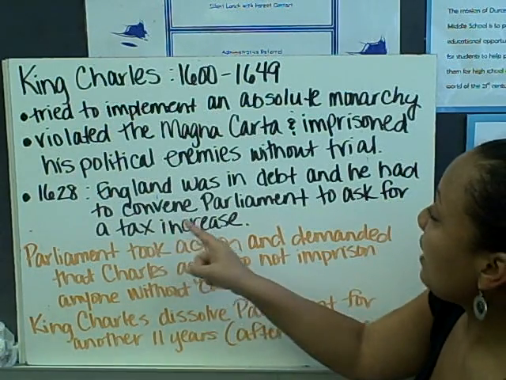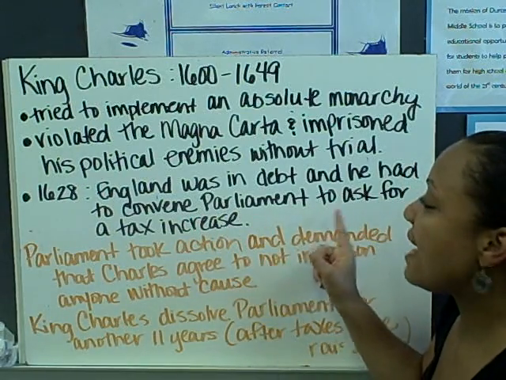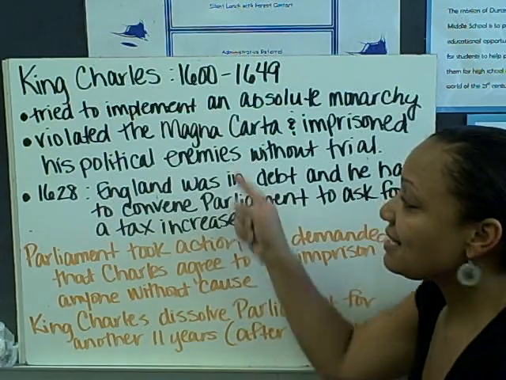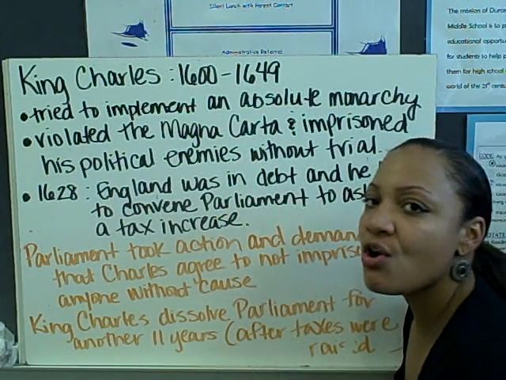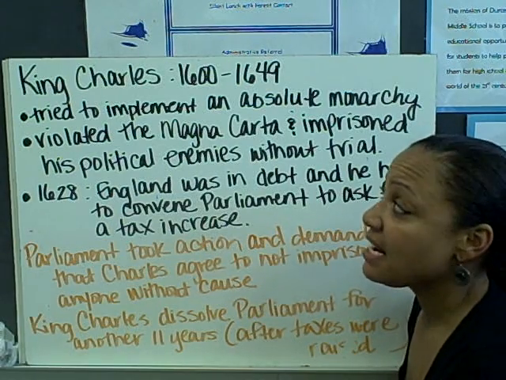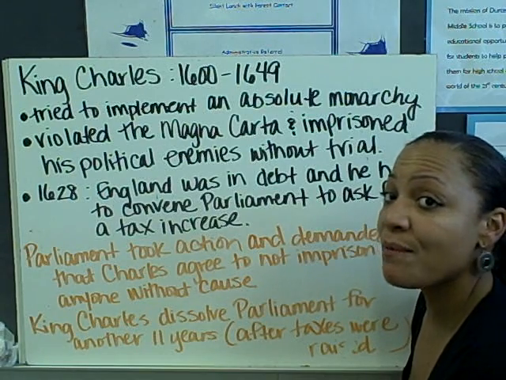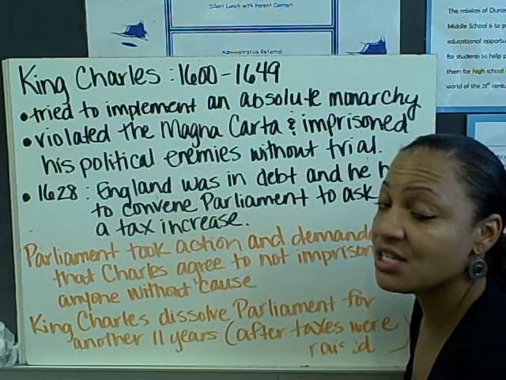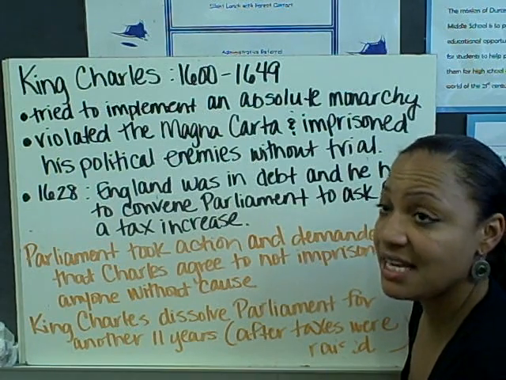So in 1628, England was in debt, and he had to convene Parliament to ask for a tax increase. Because at this time, he knows that he's not making Parliament happy, so he doesn't even hold sessions with Parliament. They don't even meet. He typically is ruling as a king by himself without even meeting with Parliament and consulting them on the decisions that he makes. He's just not even acknowledging that they exist.